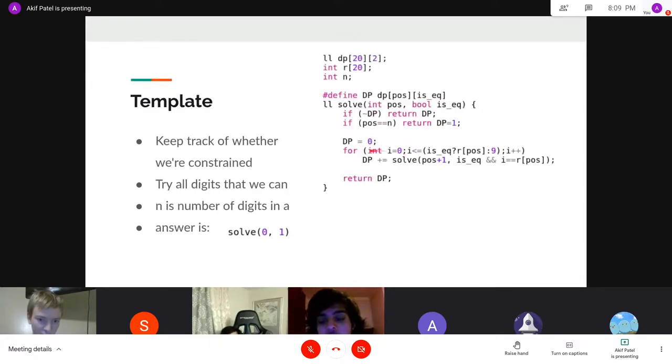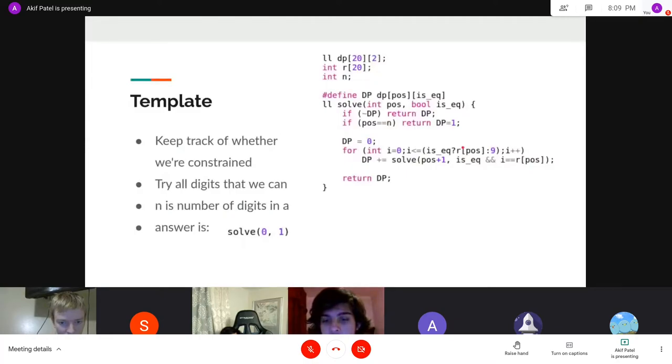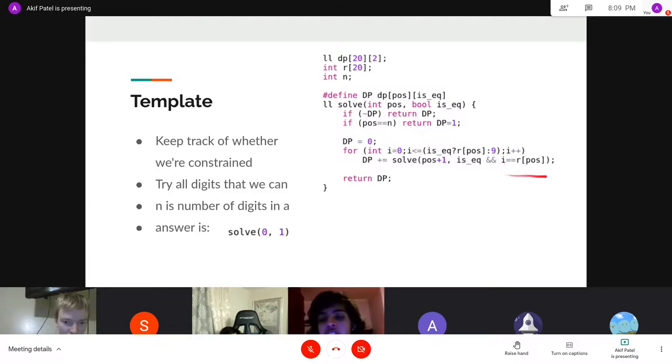Otherwise, right, we loop through all possible digits. So what are the possible digits we can take? If we're not constrained, right, then we can go from 0 to 9. But if we are constrained, we go from 0 to whatever the digit at that position is in A. And then we look at, okay, now we're going to fix that number in our prefix, and then see how many numbers there are that work from that prefix onward. So we push 1 forward, and we say, okay, the only way we'll be constrained in the future is if we're constrained right now, and we still matched A, we didn't fall below A. So that gives the number of numbers that work for this DP state, and then we add that to our current total. And by the way, if you haven't seen this before, that's just checking whether the value is negative one or not.